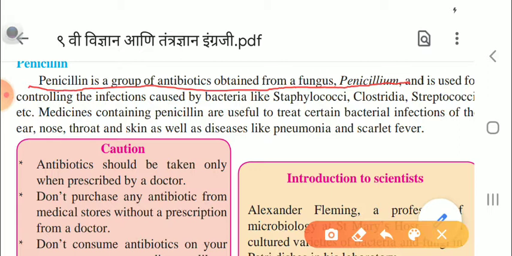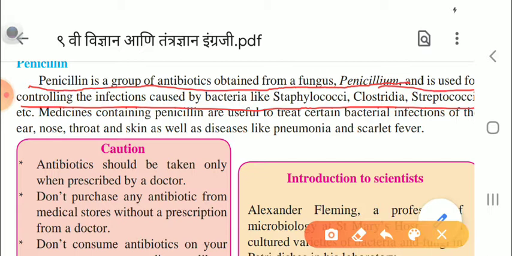For example, Staphylococci, Clostridia, then Streptococci. These all are the bacteria which are causing bacterial disease. So to control this disease, what are we using, children? This penicillin antibiotic that is obtained from the fungus Penicillium. So this point you have to remember, that it is used to control the infections which are caused by bacteria such as Staphylococci, Clostridia, Streptococci, etc.